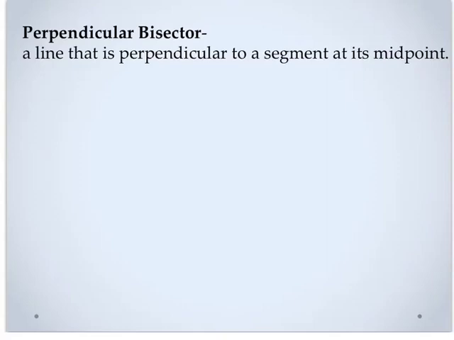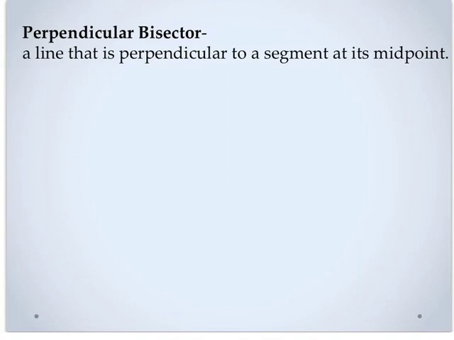Mr. Quagliotto here, and for the remainder of this chapter we're going to be talking about specific segments that we can find inside of triangles. These include perpendicular bisectors, angle bisectors, medians, and altitudes. But for today we're just going to focus on perpendicular bisectors and then later on angle bisectors.